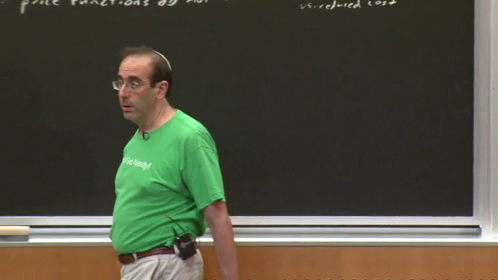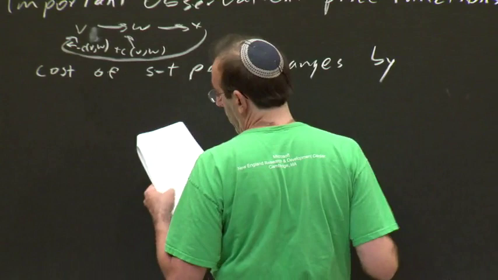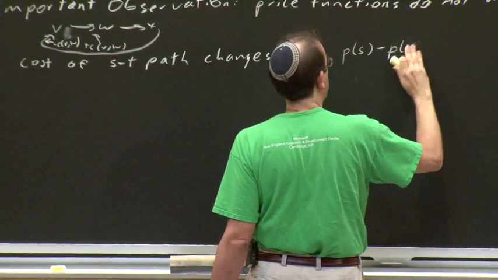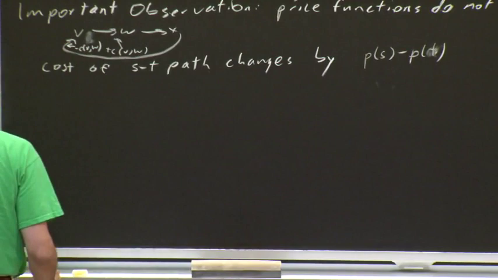The cost of any ST path changes by P of S minus P of T, for the same reason, because you have cancellation everywhere except at the beginning and end of the path. Okay. So now, thanks to that observation, we can make the following cool claim.